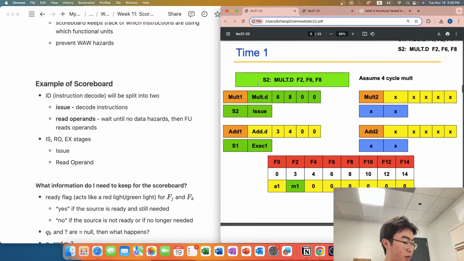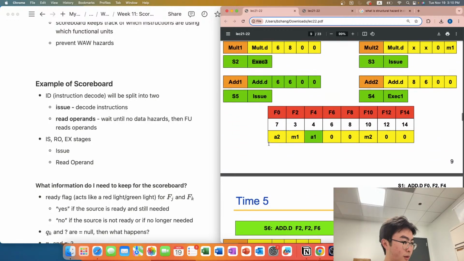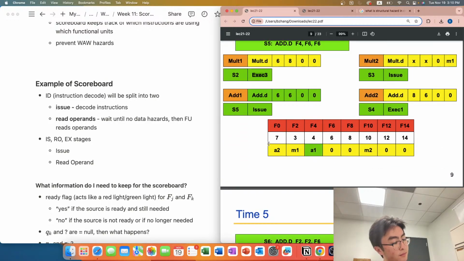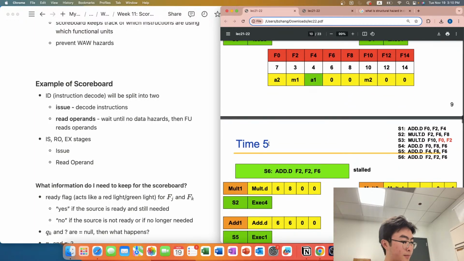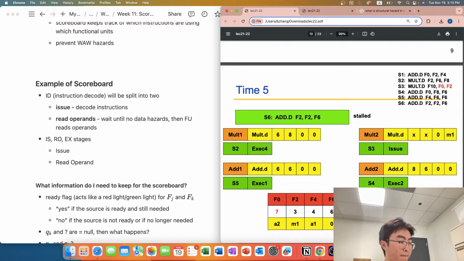Execute 1, 2, 3. Okay, so I think I need to go to 4, right? Stall. Okay, there's nothing that can happen. Okay, so I think this is going to be critical because what's going to happen then is this finishes executing and goes into the memory write back. So this then takes the output of 6 times 8, 48.